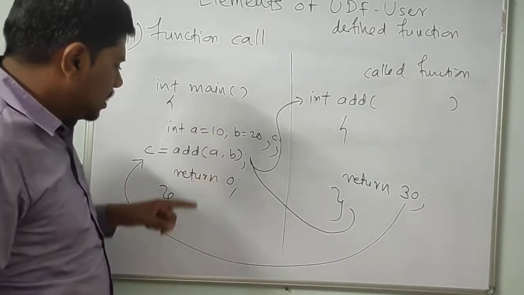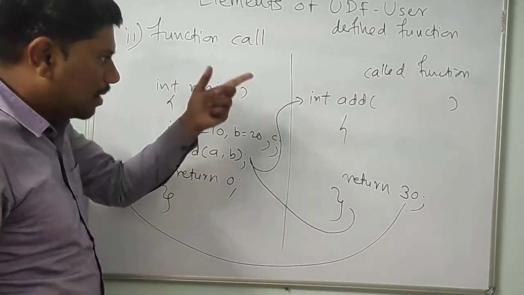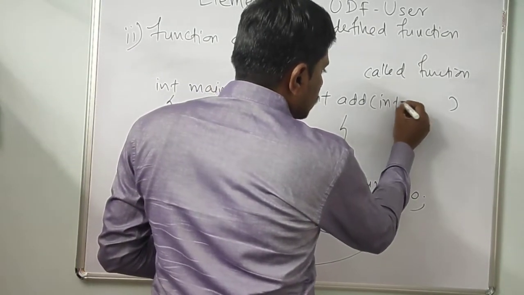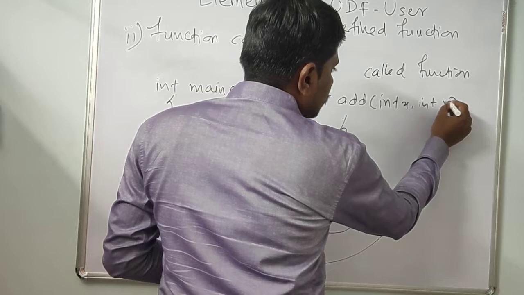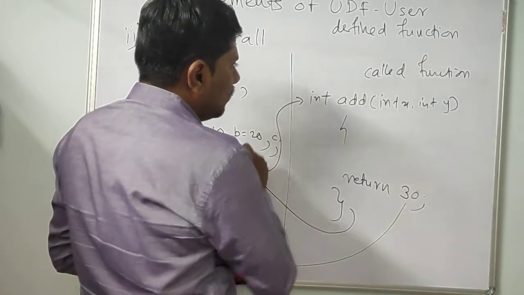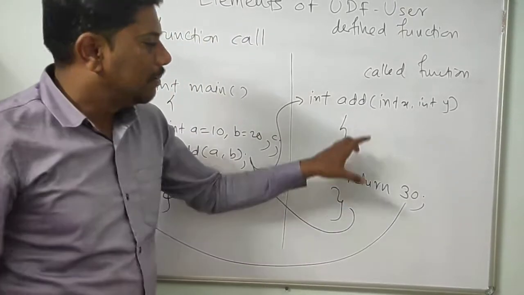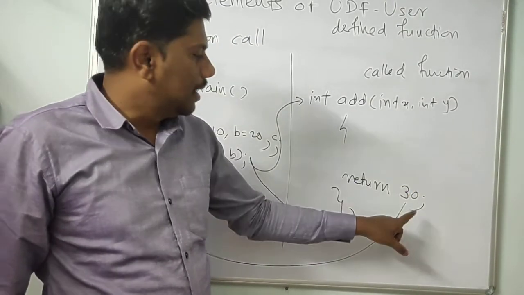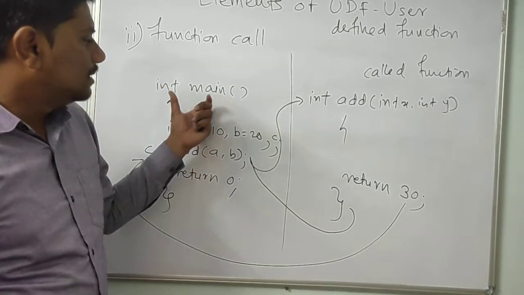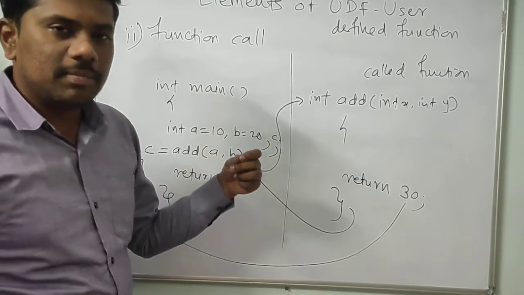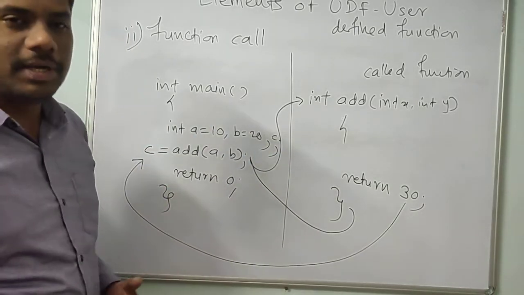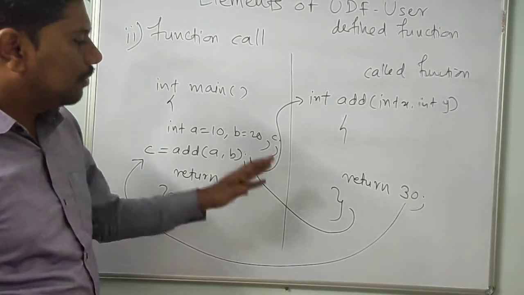Now how will this a and b be passed to add? We definitely require some variables to receive those values. So this a value will be copied in x, b value will be copied in y. Then we'll perform some addition, and then that addition will be returned back to the main function. Inside main we are taking one variable, c, and we are receiving that result in the c variable, and then you can print the result. So that will be the flow.